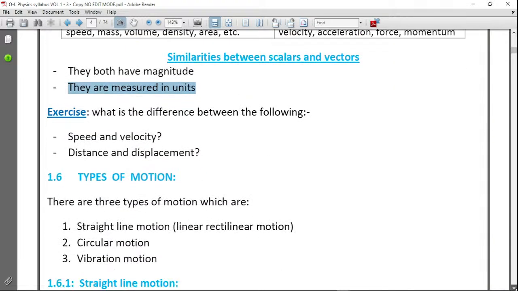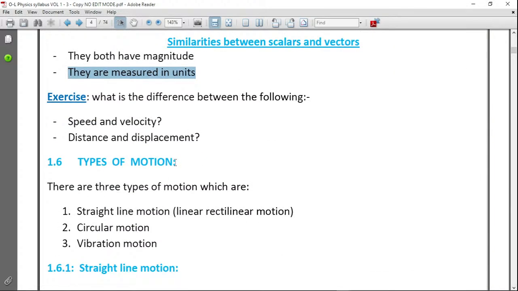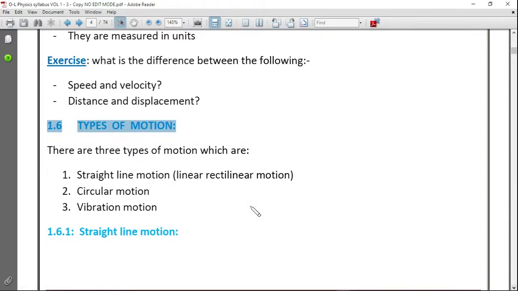So that's where we round up with that. We now move to motion. There are three types of motion. We have straight line motion, also known as linear or rectilinear motion. We have circular motion and vibrational motion. Vibrational motion is also called oscillatory motion.